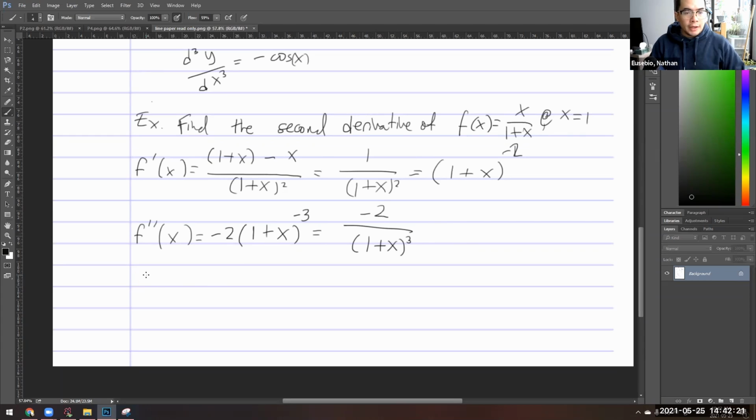Okay, so f double prime of 1 is -2 over 1 plus 1 cubed. -2 over 2 cubed, which is 8, -1/4.